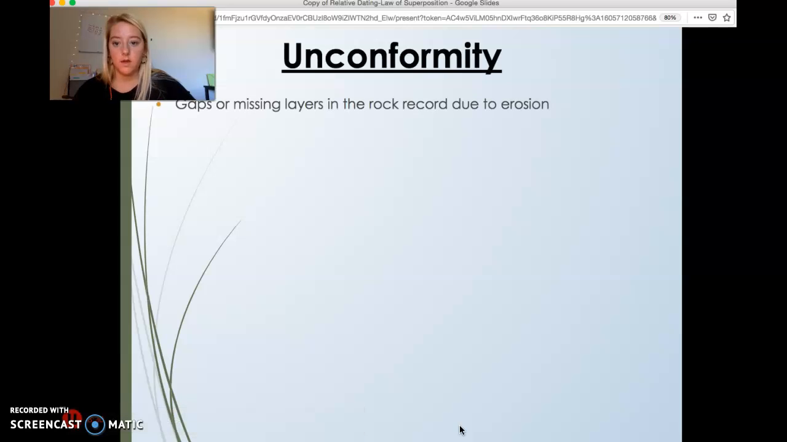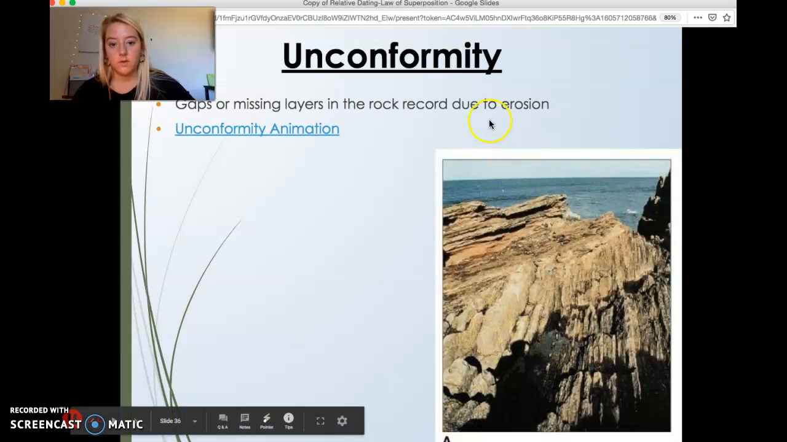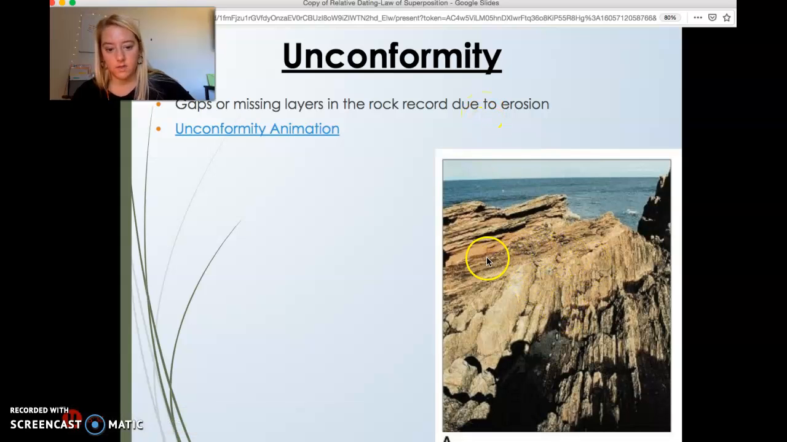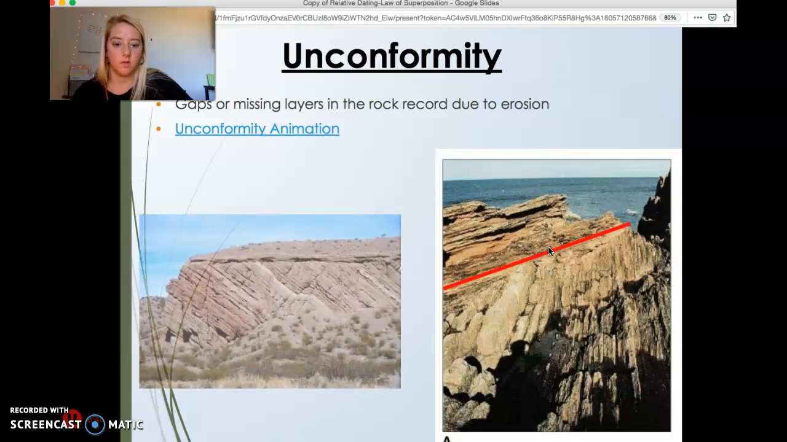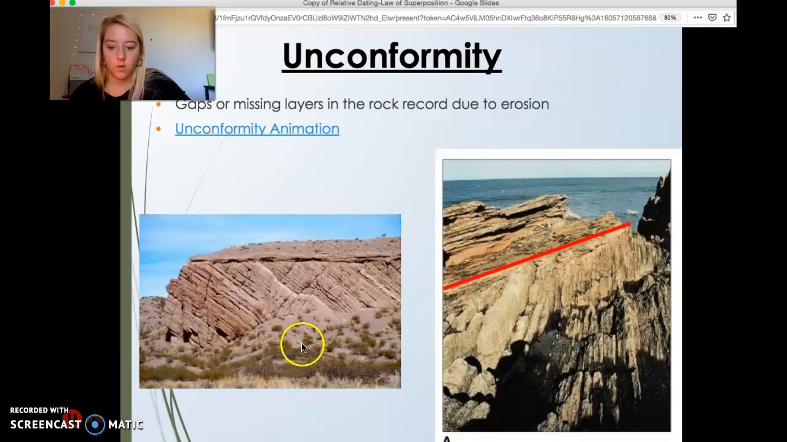Okay. Unconformity. So this is when we have gaps or missing layers in the rock record due to erosion. Here you can see that our layers are no longer up and down horizontal. They've moved sideways. We have a couple of different things that can cause this unconformity, and we'll talk about it in a second. One of those things is the movement of the tectonic plates.